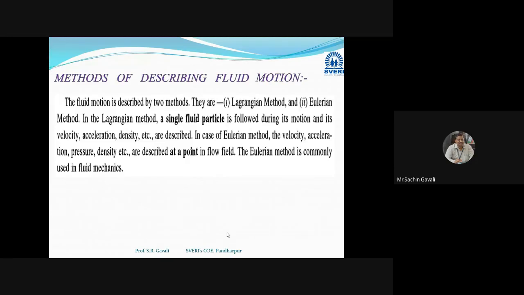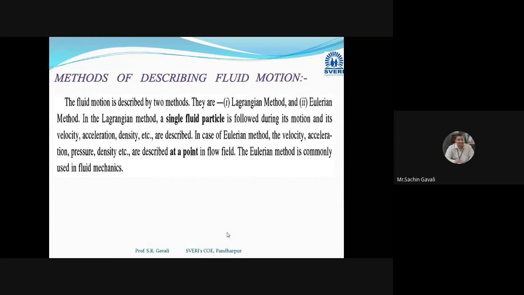for describing the fluid flow parameters. Which parameters are we interested in? Generally in this chapter, we are interested in the velocity and acceleration of the fluid particle. Then others are there, pressure and density. These are the flow parameters.